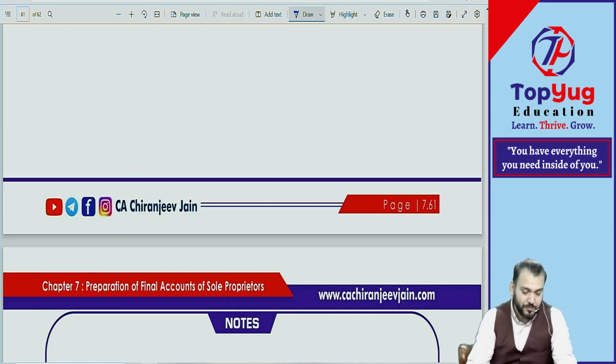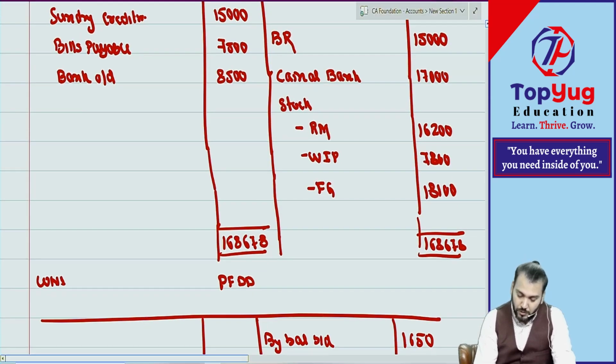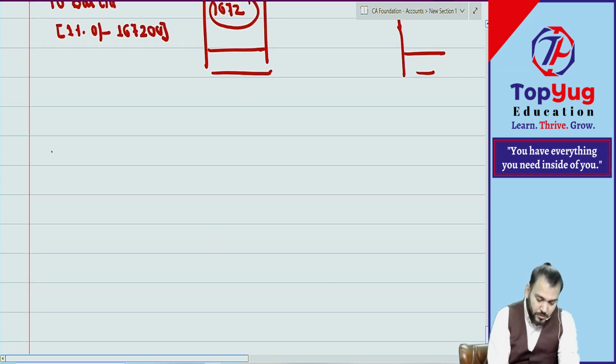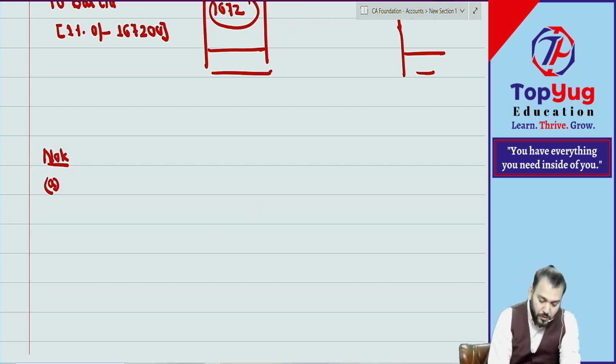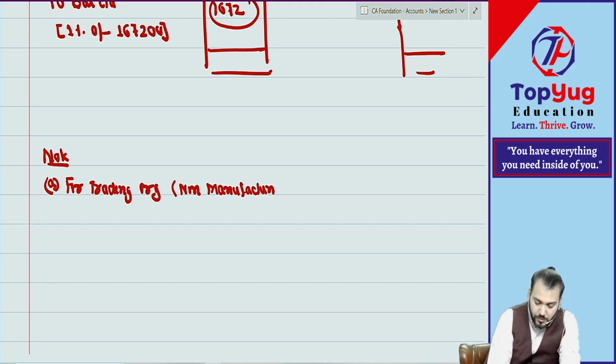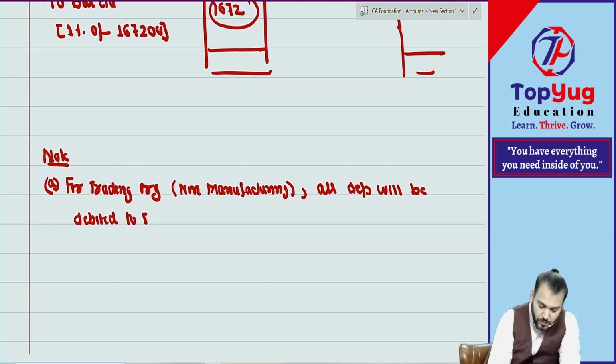Okay, write down one note. First write it down, I will forget. Note. For a trading organization, meaning a non-manufacturing organization, all depreciation will be debited to which account? All depreciation will be debited to the P&L account.